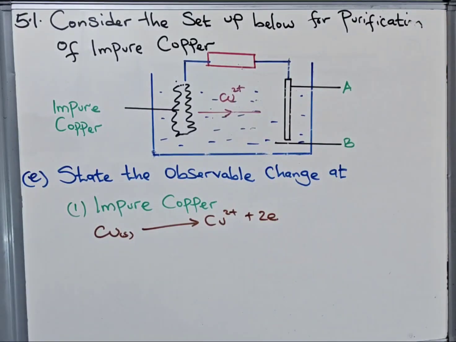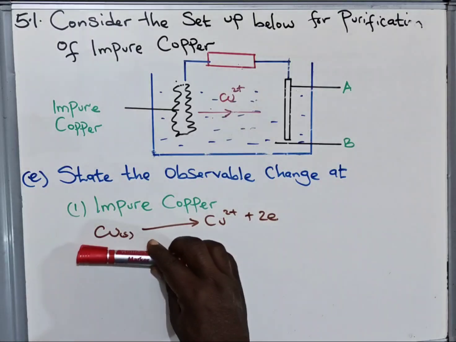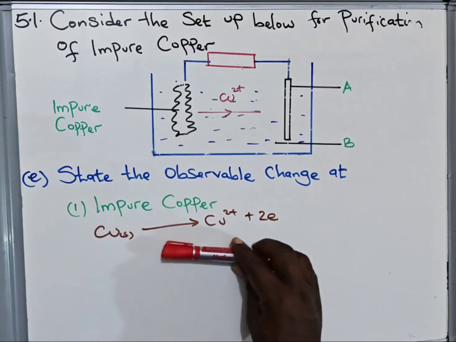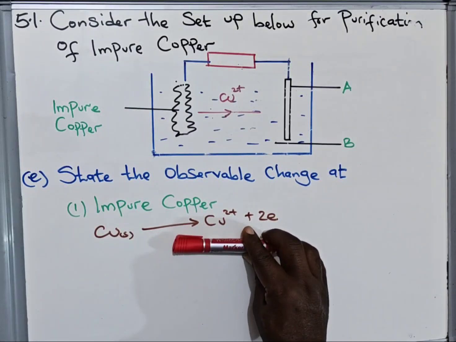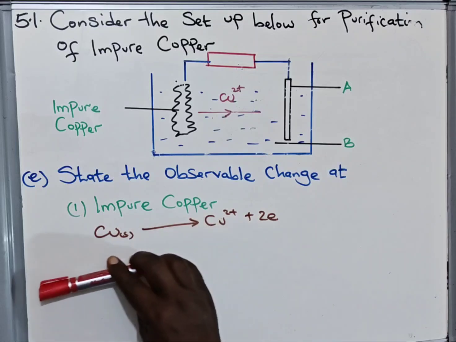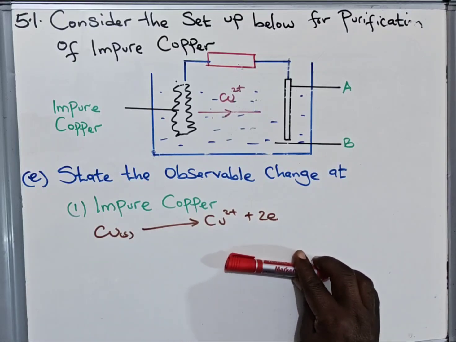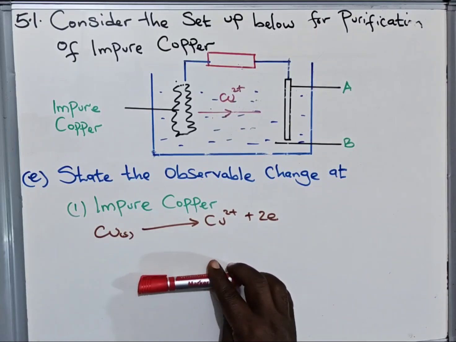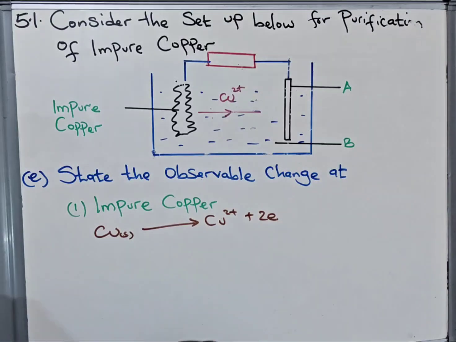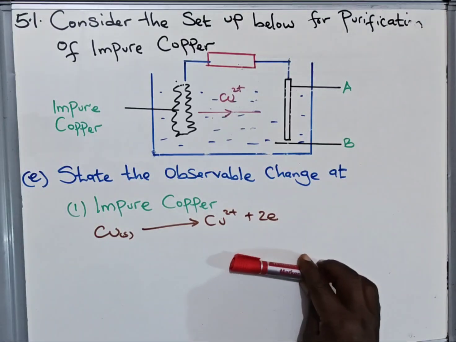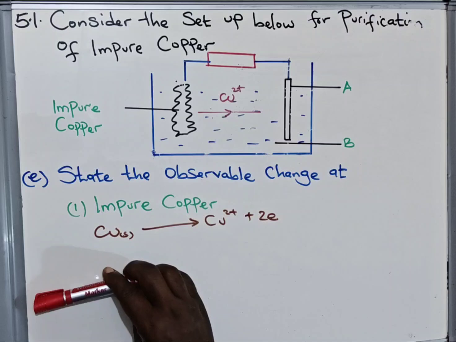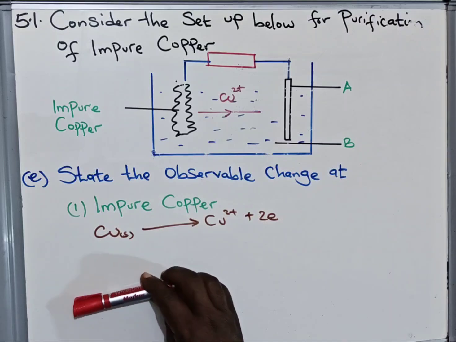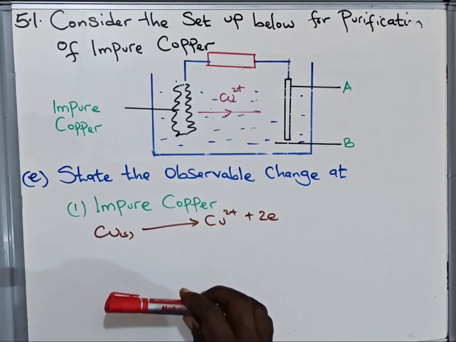Now, I need to remind you that every time you have a solid undergoing oxidation to form ions, that half reaction is accompanied by reduction in size or reduction in mass. So what do you observe here? There is a decrease in mass or decrease in size.